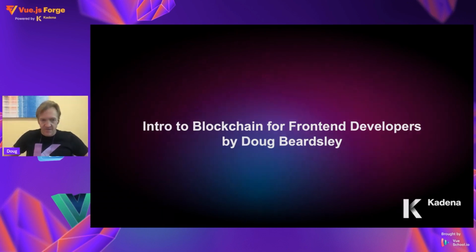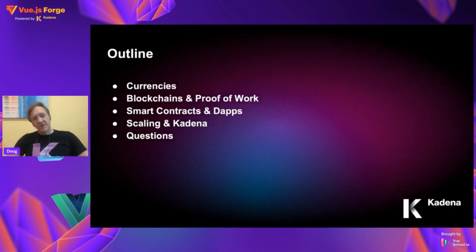So moving on, just a brief outline. First, I want to talk about currencies, because that's kind of where this all started with Bitcoin. Then I'll talk about blockchains in general, and proof of work, a little bit more about smart contracts and dApps, and then about some details of how Kadena scales, and how building on Kadena is the best way to make sure that your applications will have low reasonable fees for the foreseeable future.